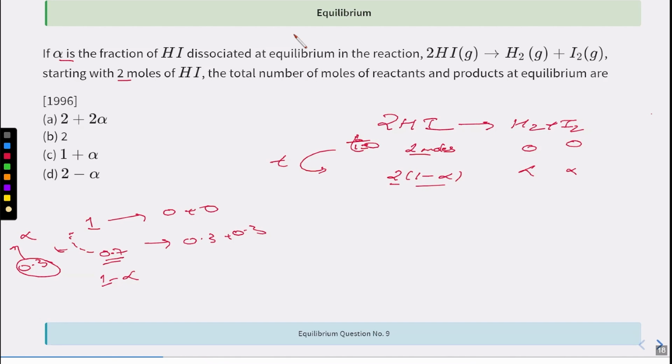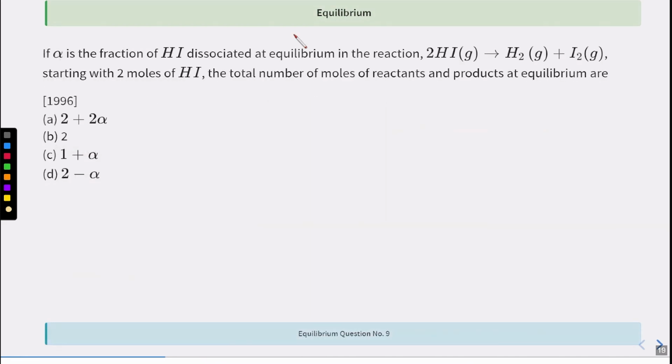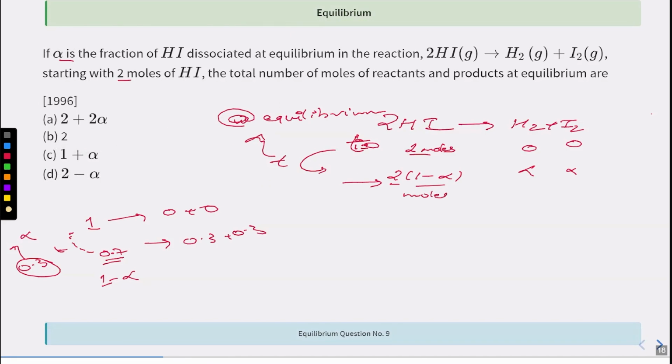So now let us say this is at equilibrium, time t at equilibrium. So now what do you have to do? You have to just add it. That's all. Literally, that's all. Because at equilibrium, you have these many moles of HI present, you have this many moles of H2 formed, and you have this many moles of I2 formed.